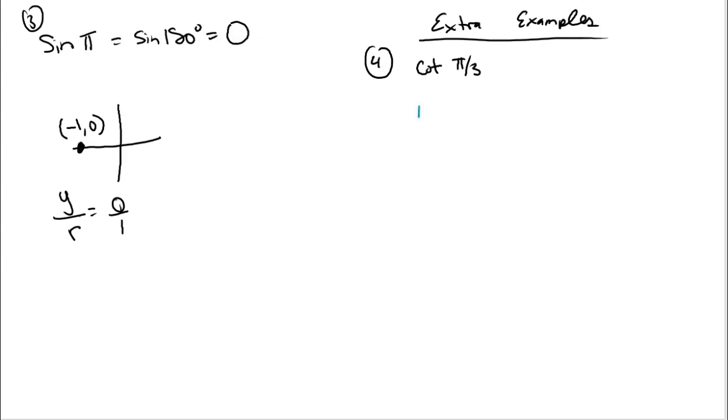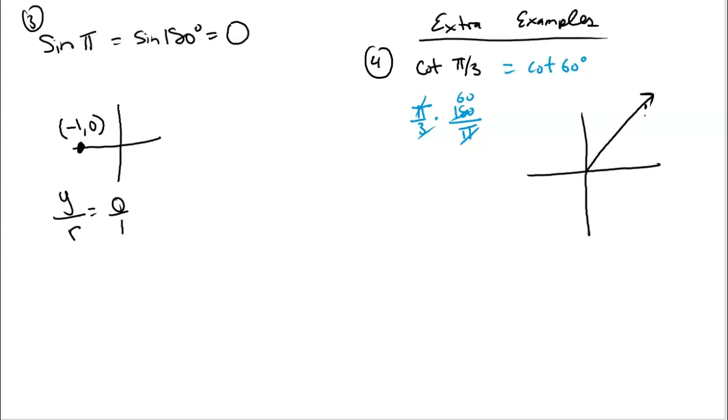The first thing I'm going to do is convert this to degrees. So 180 over pi. The pi's will cancel away. 3 goes into 180 60 times. So this will be the same thing as cotangent of 60 degrees. What do I know about 60 degrees? I know it's in my first quadrant. So for cotangent 60 degrees, this will be root 3, this will be a 2, and this will be a 1.